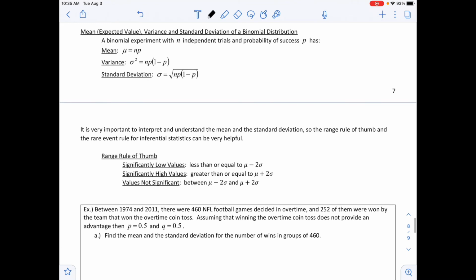Right below this, we have a few little formulas that we need to know. So the mean, the expected value, variance, and standard deviation of a binomial distribution. A binomial experiment with n independent trials and a probability of success p has a mean equal to mu, which is n times p, variance, which is sigma squared, which is n times p times q, or 1 minus p, and then a standard deviation, which is equal to the square root of your variance.